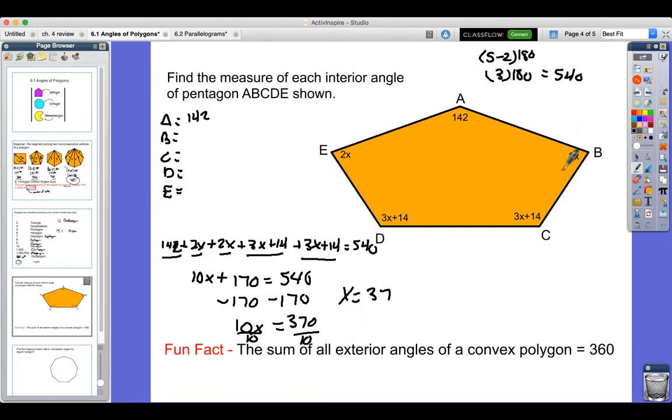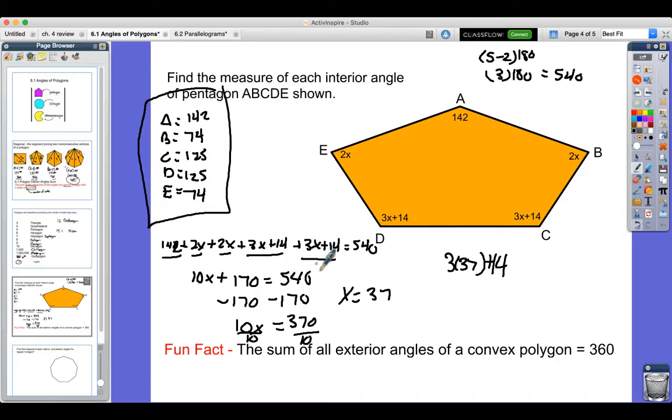So then 2 times 37 is 74. So that'd be the same for B and E. So B would be 74. E would be 74. And then 3x would be 3 times 37 plus 14. So 3 times 37 plus 14 gives us 125. 125 right there and 125 right here. All right, y'all. And that's how you do it.